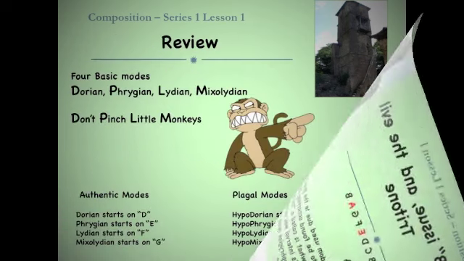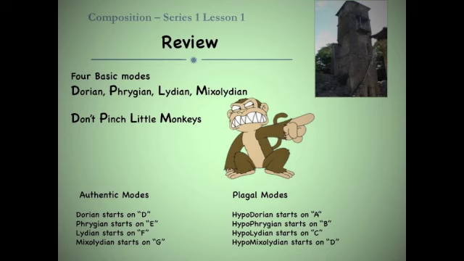4 basic modes: Dorian, Phrygian, Lydian, Mixolydian. You might be able to remember this if you remember "don't pinch little monkeys." Dorian, Lydian, Phrygian, spelled with a P, Mixolydian. Don't pinch little monkeys. And each one of those has a variant called Hypodorian, Hypophrygian, Hypolydian, Hypomixolydian. Dorian, the word starts with a D, right? Guess what note it starts on? D. And then Phrygian starts on the next one, E. Lydian starts on F. Mixolydian starts on G.